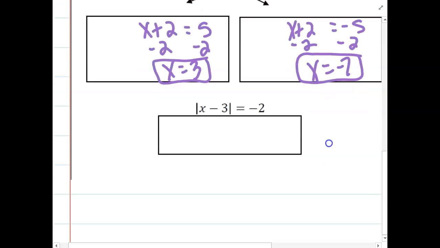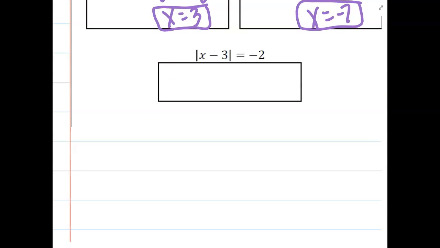Now the last thing to watch out for is something like this. This says the absolute value of x minus 3 equals -2. What I want you to do is cover up what's on the inside. Something has an absolute value of -2. Something is -2 steps away from 0. Here's the problem. We're talking about steps, not direction. What number, once again ignoring what's on the inside, has an absolute value of -2?